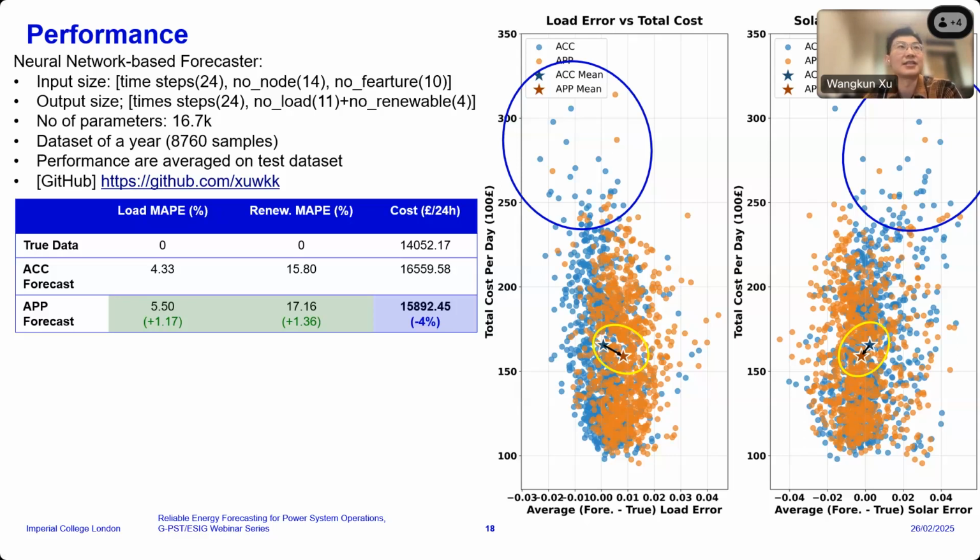Then, at the end of my presentation, I would like to show some scatter plots of the load and renewable forecast error. On the right side of this page, the x-axis is the average forecast difference, defined as the forecast value minus the true target. If this value is negative, we call it an under-forecast, and if it is positive, then it is an over-forecast.